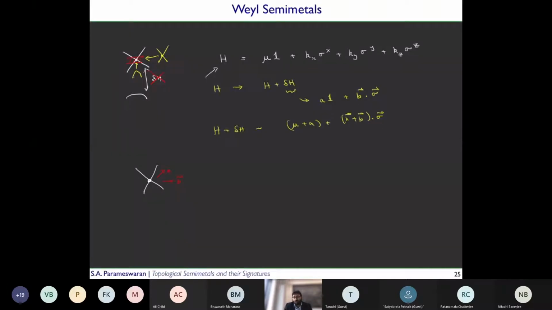Remember that there's this node, and away from the node, some states are occupied and some states are empty, right? So if I look away from the node, there's some set of occupied and empty states. And so on that surface, I can ask, how does the Berry phase evolve? Because it's a two-dimensional surface, I can ask about the Berry flux through that surface.